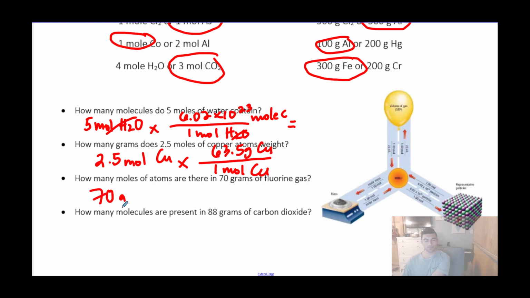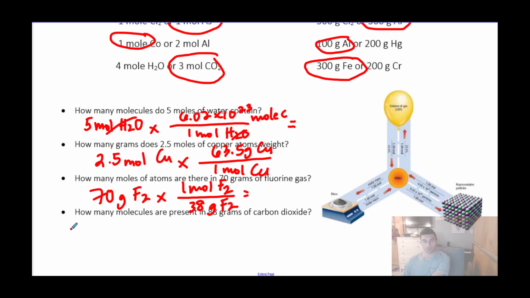70 grams of fluorine, we have to remember, is diatomic. We want how many moles of atoms, not how many individual atoms, but how many moles of atoms. So fluorine has a molar mass of about 19, so double that because it's diatomic. Its molar mass will be 38.